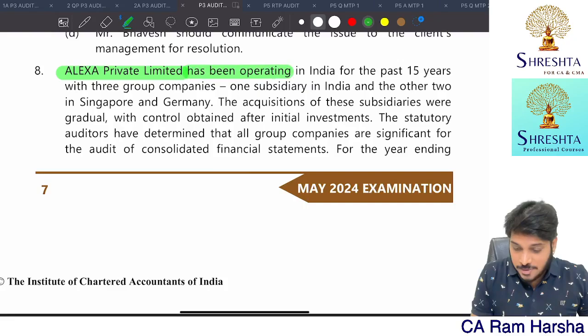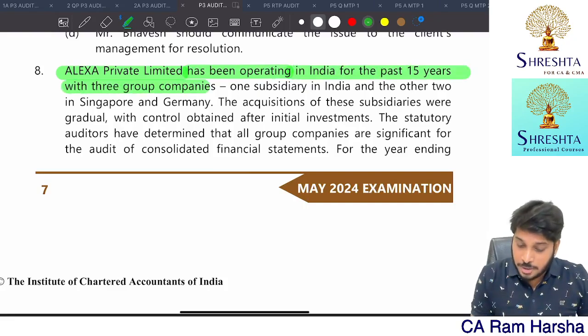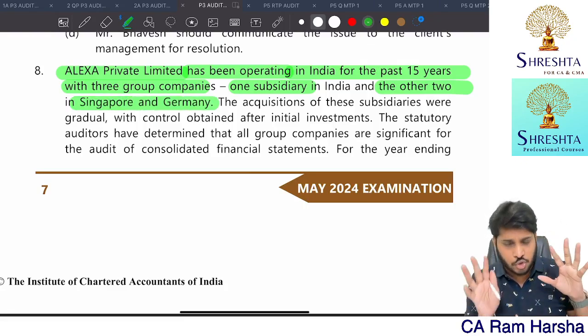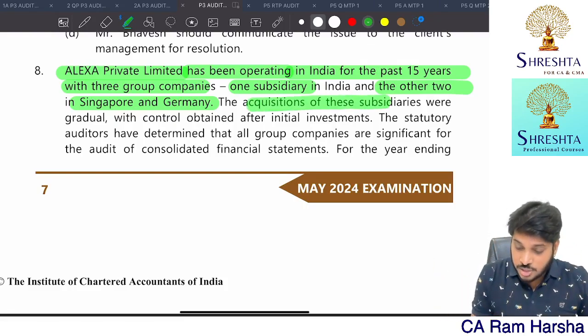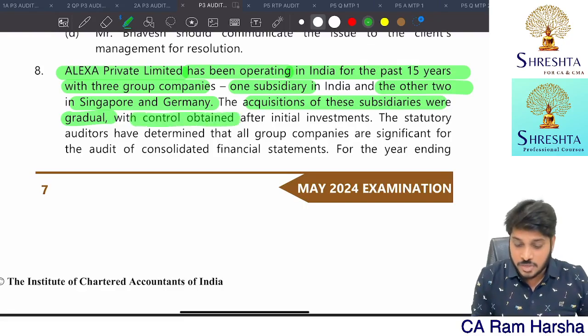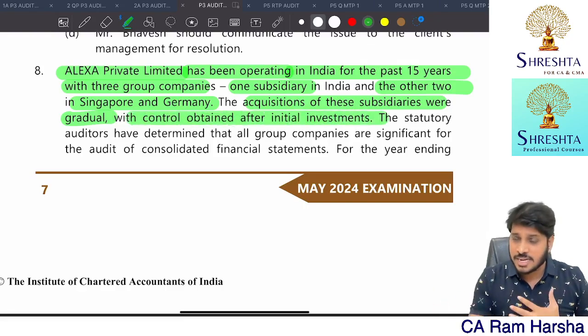Alexa Private Limited has been operating in India for the past 15 years with 3 group companies, 1 subsidiary in India and 2 companies in Singapore and Germany. So total 3 subsidiaries, 2 are outside India, 1 is in India. But whatever it is, consolidation should be done. The acquisition of these subsidiaries was gradual with control obtained after. So initially they made an investment, then control is obtained.